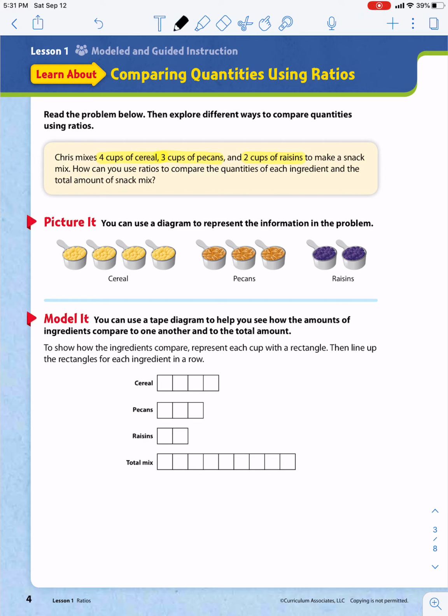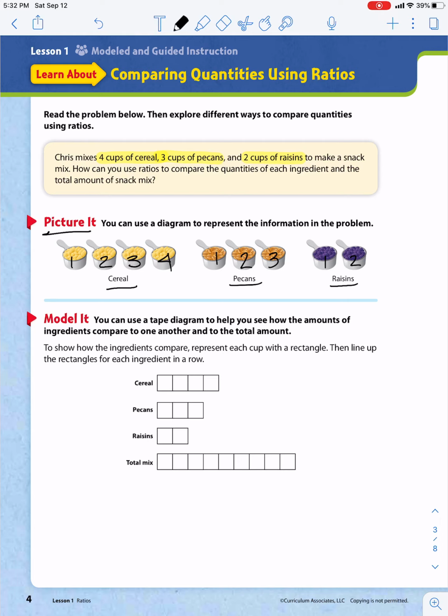So there's a couple of different things that you can do. You can picture it. You can use a diagram to help you represent this problem. All right, so here I can see we've got 1, 2, 3, 4 cups of that cereal to represent the cereal that he added. We've got 1, 2, 3 cups of those pecans and 1, 2 cups of raisins for his snack mix. So that's the picture it model. If you're a kinesthetic learner where you have to draw things out, that is the way to go.